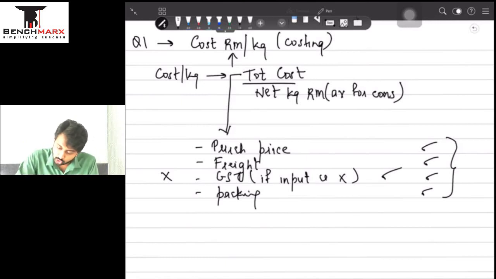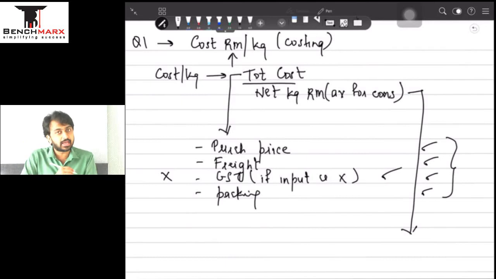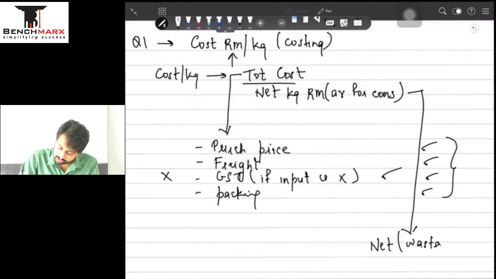Okay, now let us talk about the denominator. Now what all will come in kgs? In kgs obviously will come the net amount. Obviously net of what do we have to do? Net of any wastage.